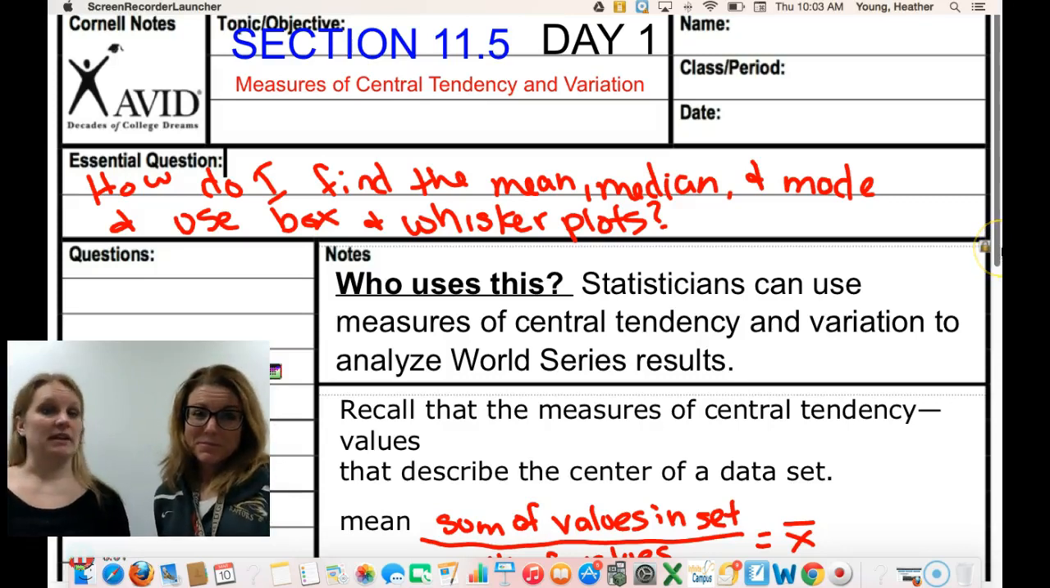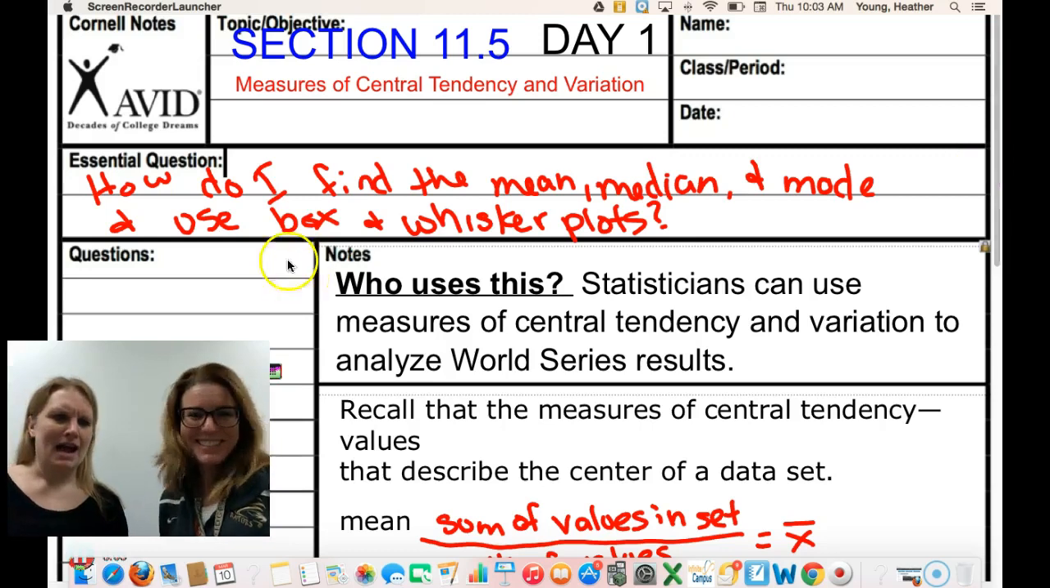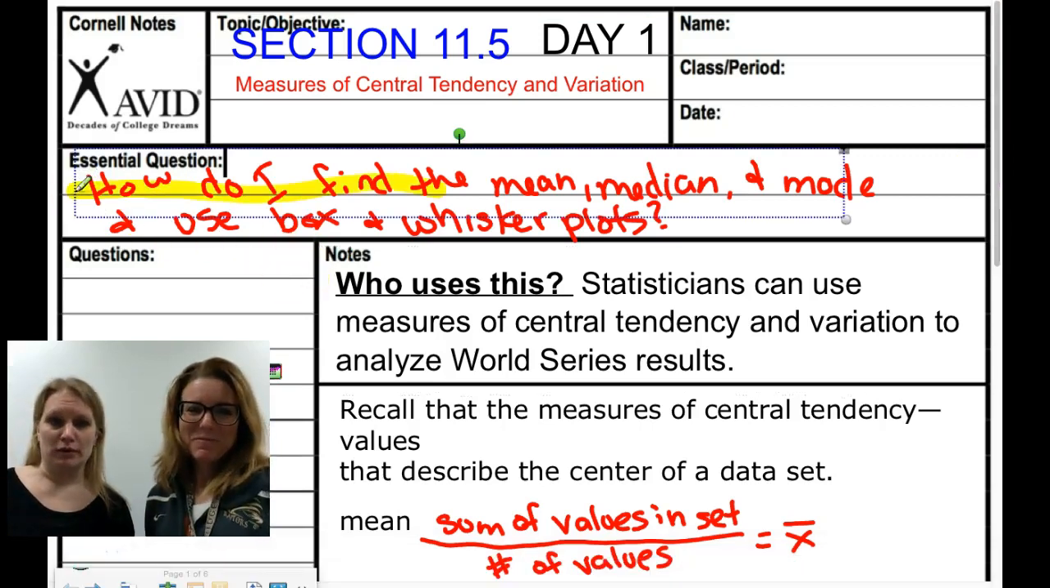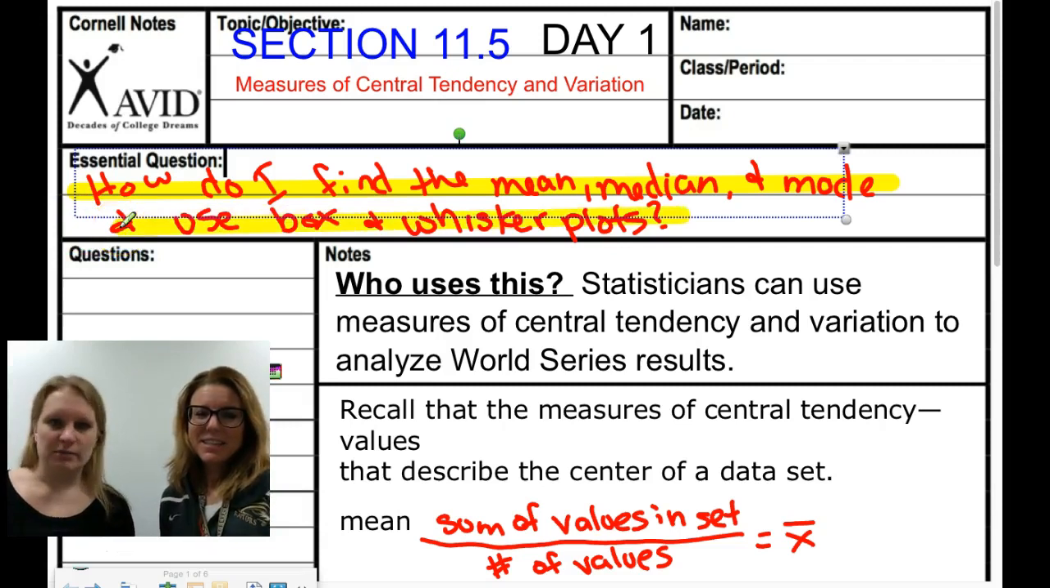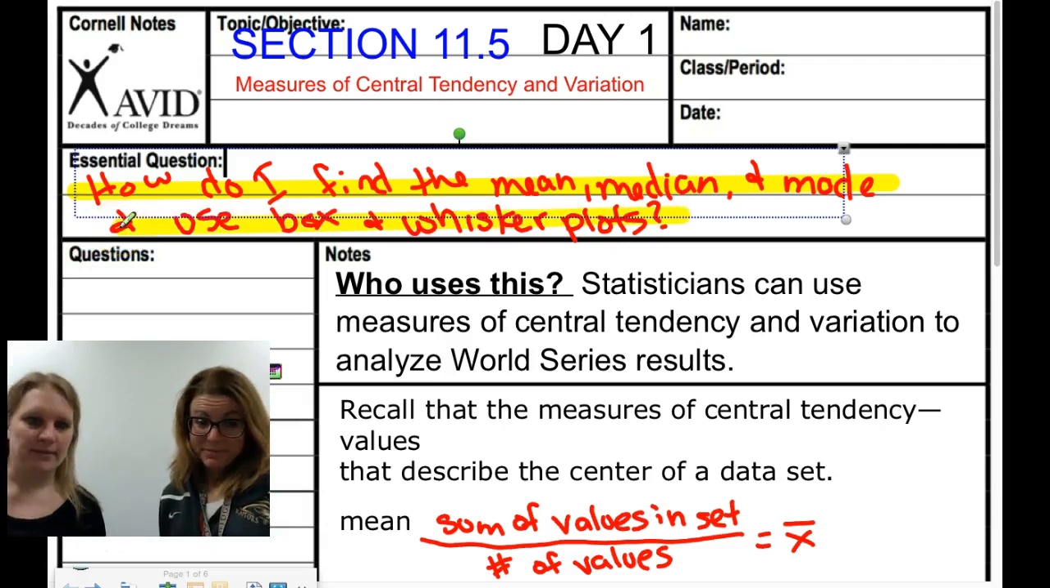All right, so today we're doing central tendency, which freaks me out because I didn't know what that word meant, but all it is is how do I find mean, median, and mode, and then use box and whisker plots. You guys have heard that before. You've done it in Algebra 1. We do it in geometry. So this is a 2-day lesson.